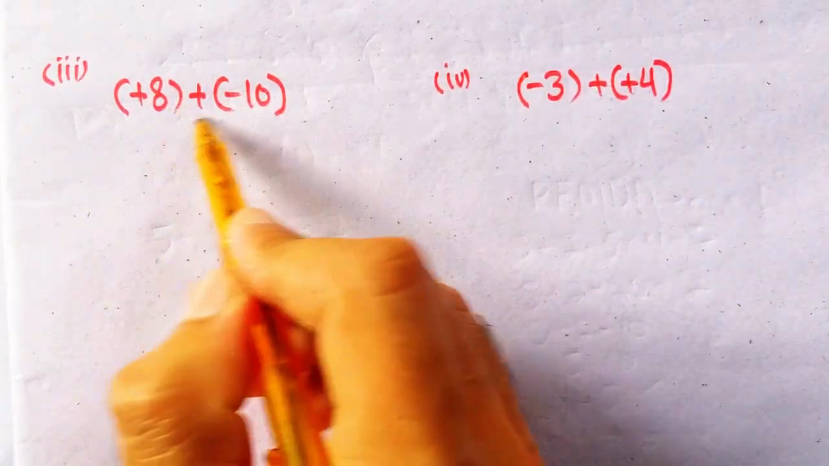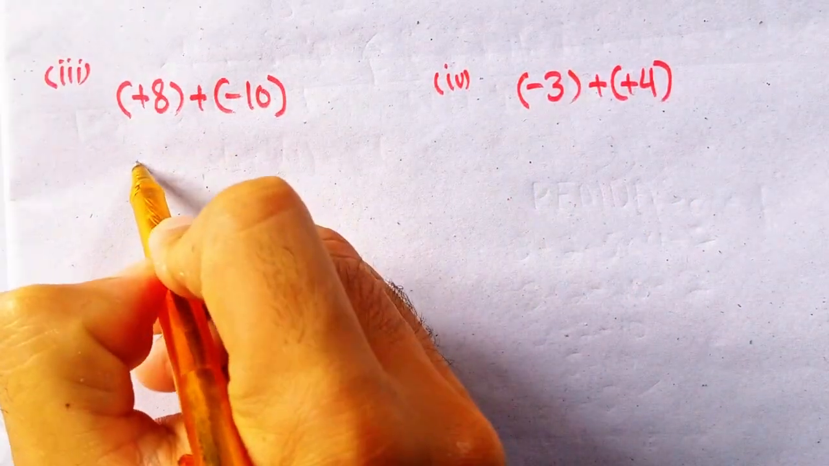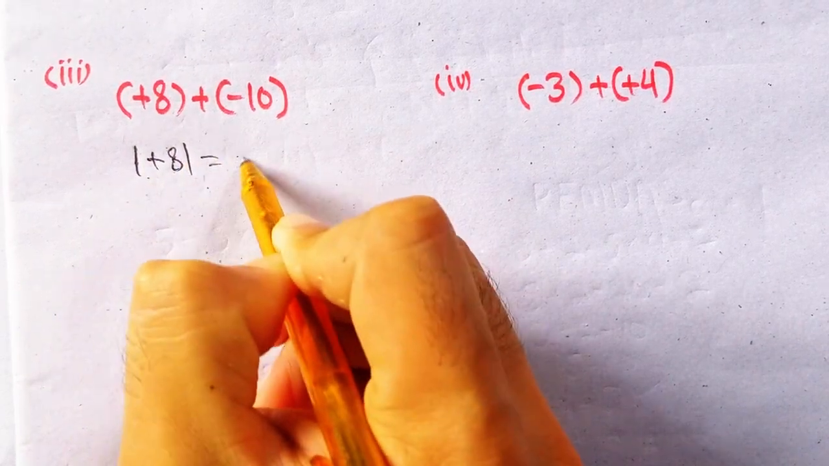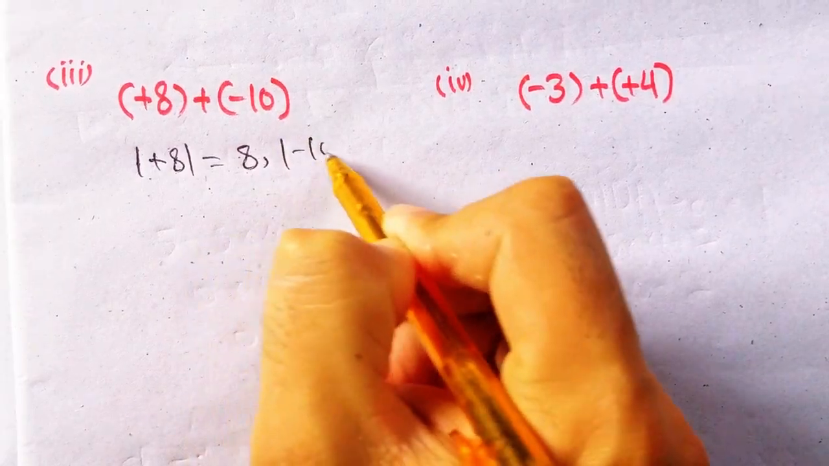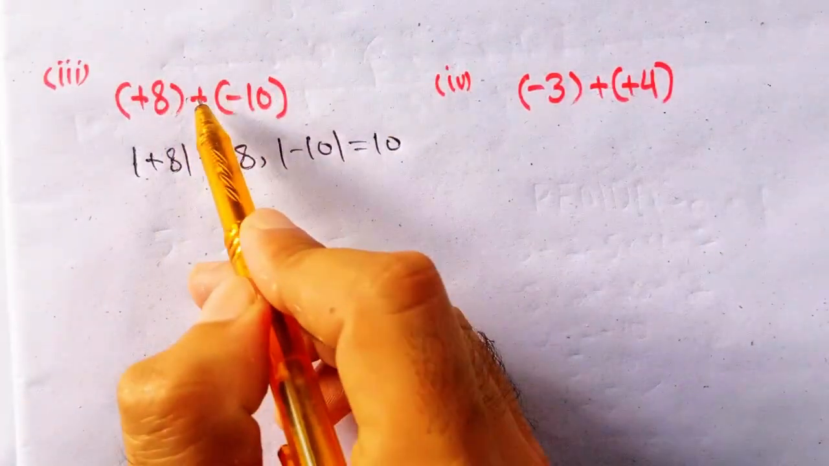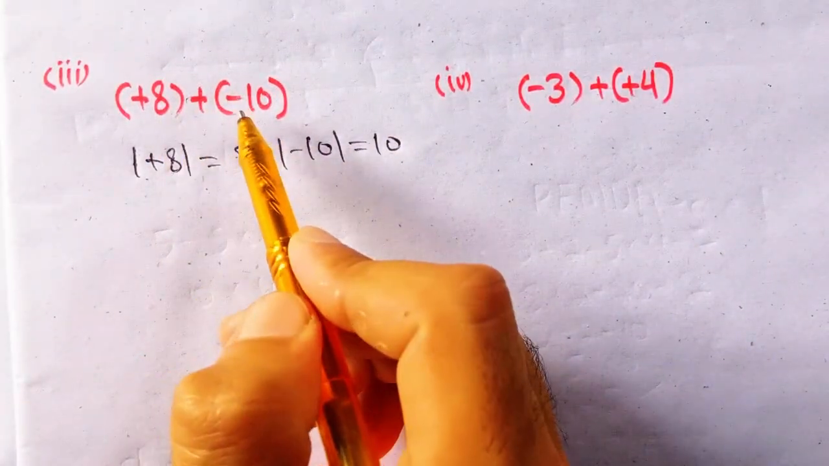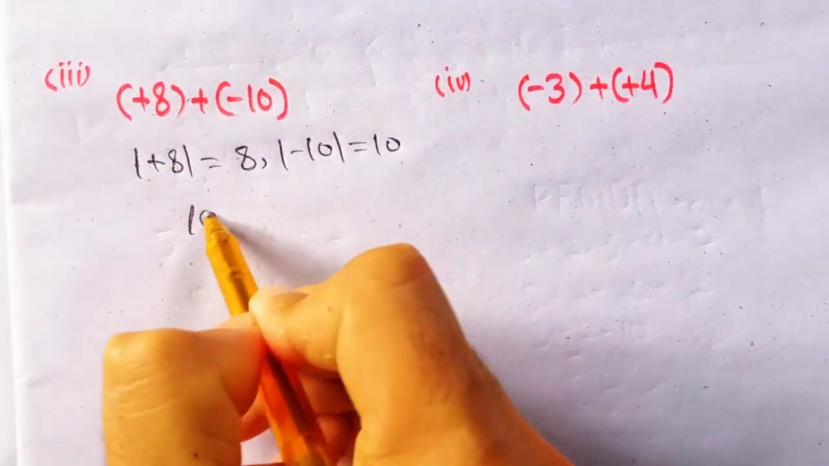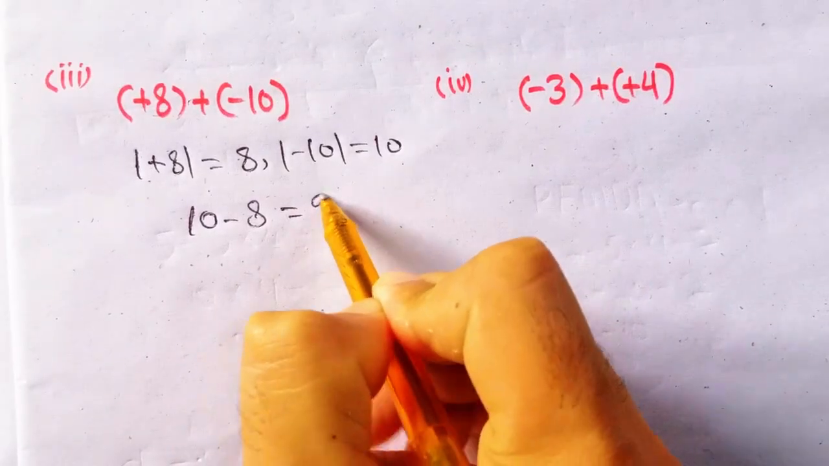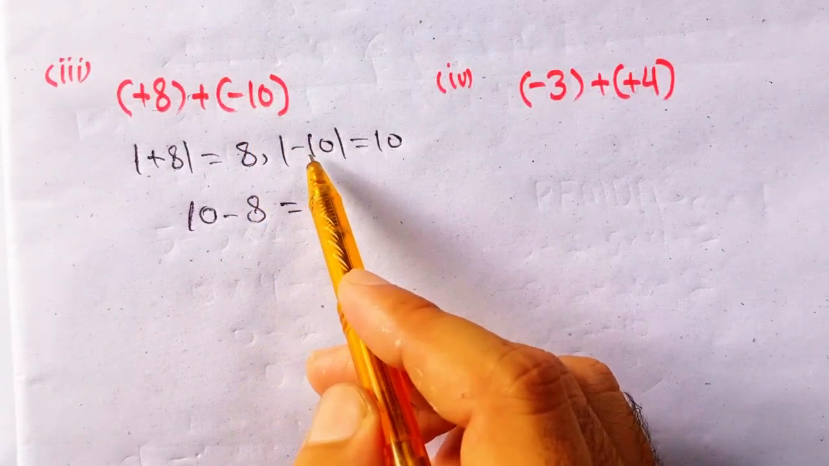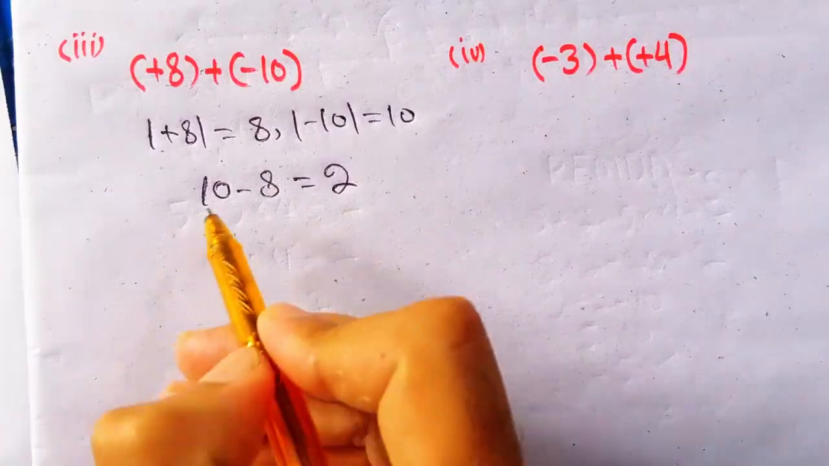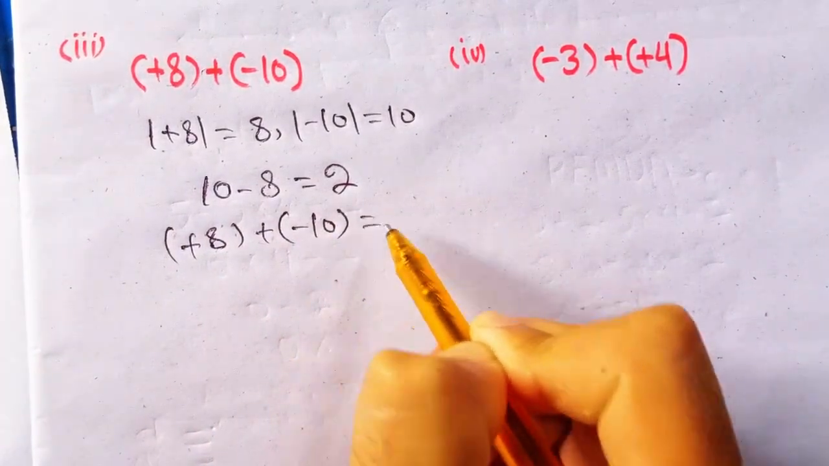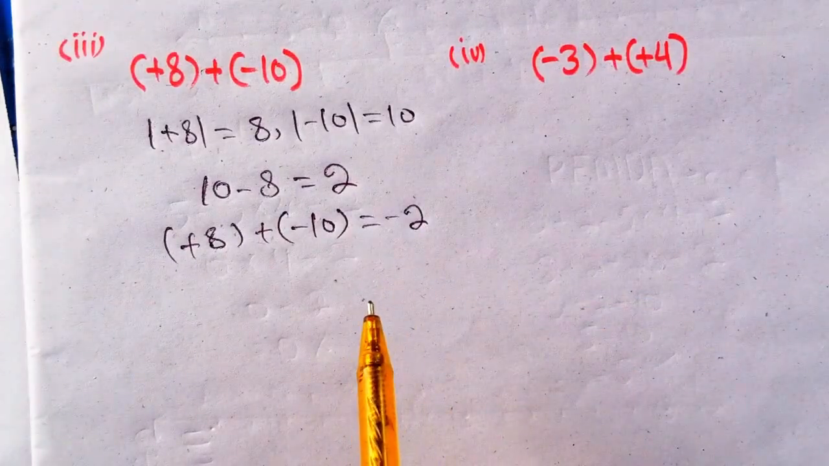To add these two integers, first of all we will take the absolute values of the two integers. The absolute value of positive 8 is equal to 8 and the absolute value of negative 10 is equal to 10. If we look at these two integers, they have opposite signs. So we will subtract the smaller absolute value from the greater one: 10 minus 8 equals 2. Now we will put the sign of the greater absolute value before the final answer. So positive 8 plus negative 10 equals negative 2. So this is our final answer.